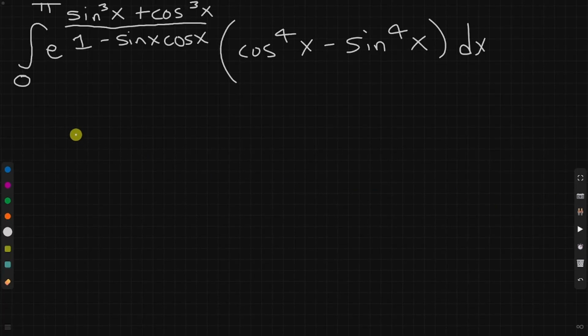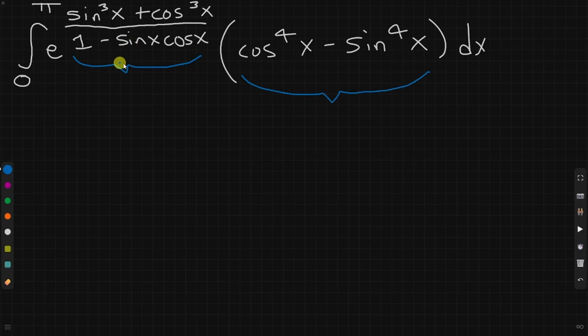In this video, we're going to be solving the definite integral from 0 to pi of e to the (sine cubed x plus cosine cubed x) divided by (1 minus sine x times cosine x), multiplied by (cosine to the fourth x minus sine to the fourth x) dx. So first, we're going to want to simplify both of these chunks of trigonometry. We're going to want to simplify this exponent. Then we're going to simplify this term.